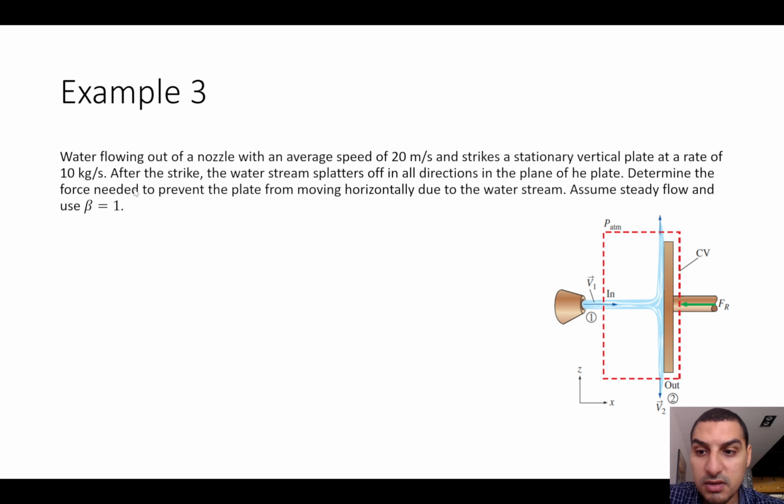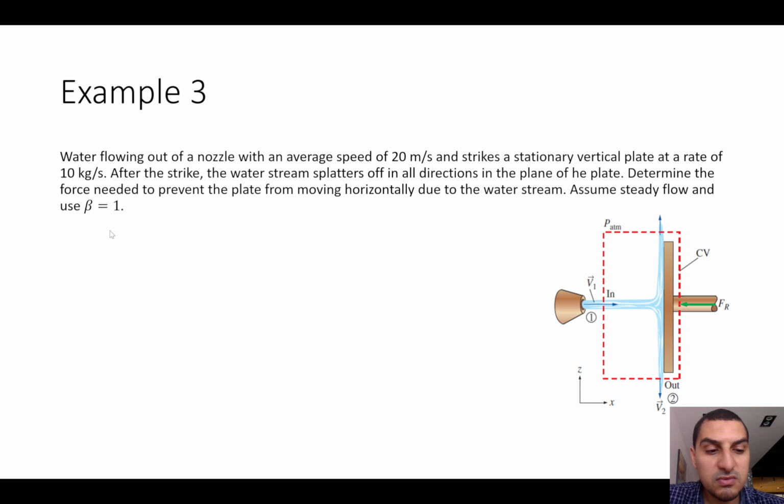We want to determine the force needed to prevent the plate from moving horizontally. So this water is applying force on this plate. For this plate to stay in its place, there is a reaction force acting in the other direction. So we want to know how much force is needed to prevent the plate from moving horizontally, and we assume steady flow, and beta is equal to 1, which is the correction factor.